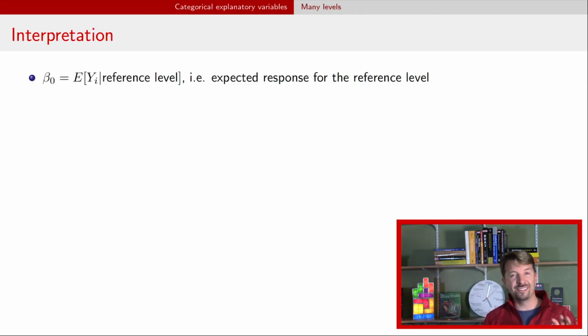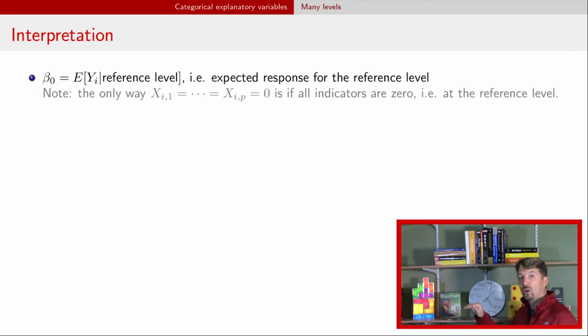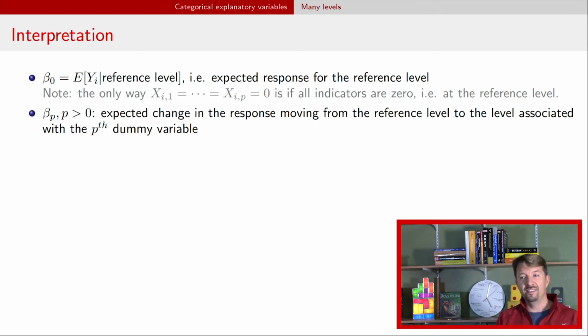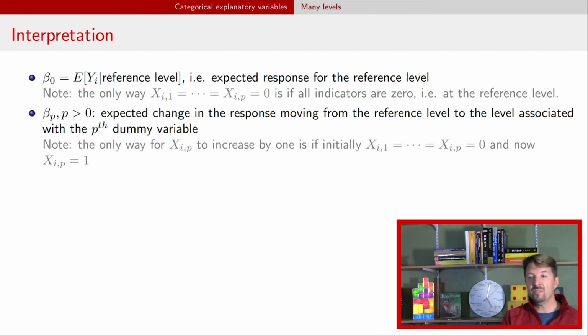Alright, so just to remind you about interpretation, when we have categorical explanatory variables and we do this dummy variable encoding, then beta naught is just the expected response when we have the reference level of the explanatory variable. And the way that you see that is that the only way all of the x's are 0 is if you're at that reference level. All of the other betas are expected changes in the response when you move from that reference level to one of the other levels. And the way that you can see that is if you start with all the x's being 0 and one of them goes to 1, then really what you've done is you've changed the diet from the reference diet to one of the other diets. Or if you have a non-diet example, then use it in that example.